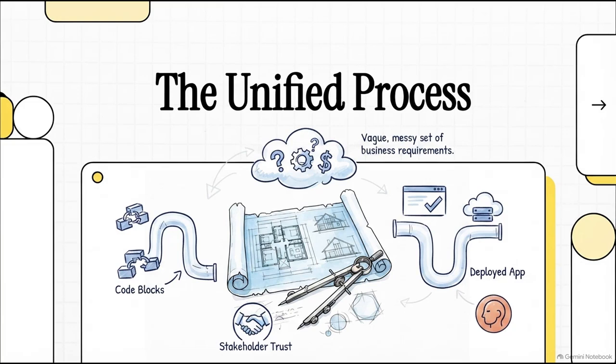Welcome to The Explainer. Today, we're jumping right in to demystify a truly foundational framework in software engineering, the unified process. We're going to look at exactly how you get from a vague, messy set of business requirements to perfectly aligned deployed code. By the end of this, you'll see how this methodology creates the kind of transparent insight you need to guarantee clear alignment and total stakeholder trust.